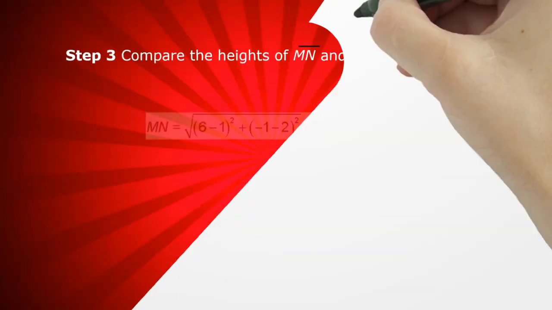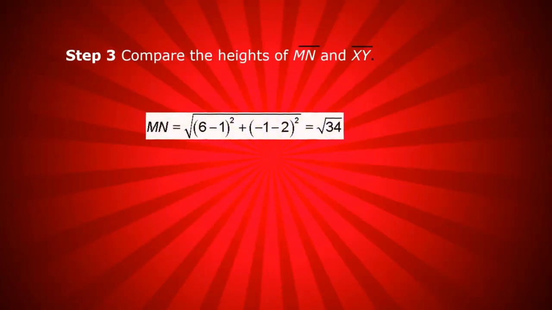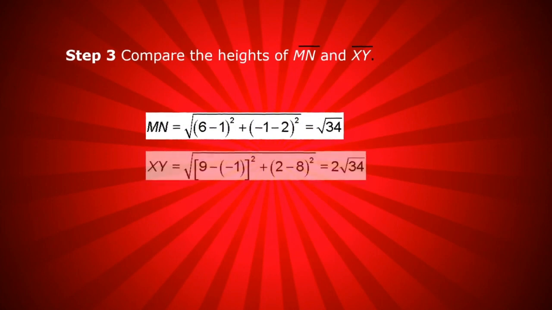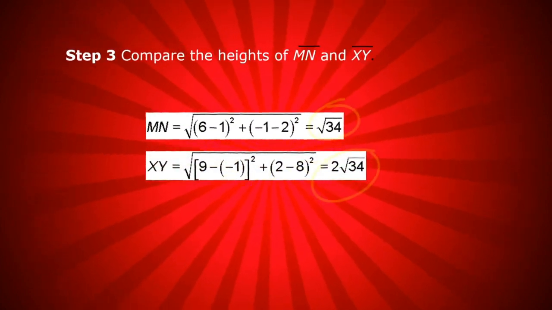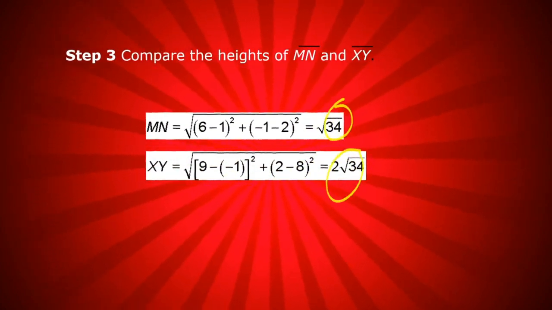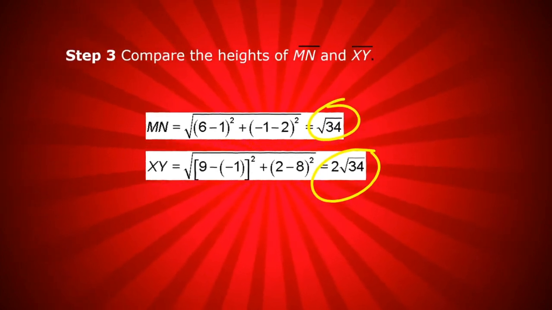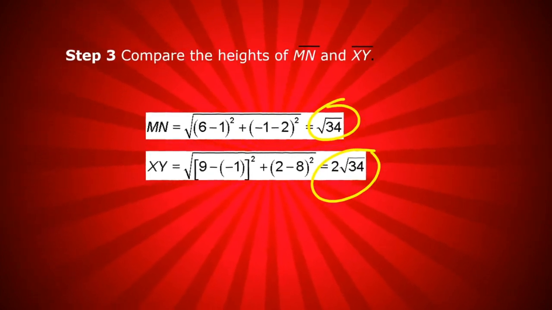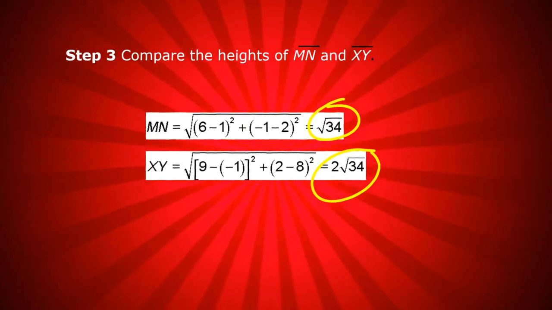Now the last and third step. Compare the two lengths of MN and XY using the distance formula. MN is radical 34. XY is 2 radical 34. When you compare both of them, MN is half of XY.